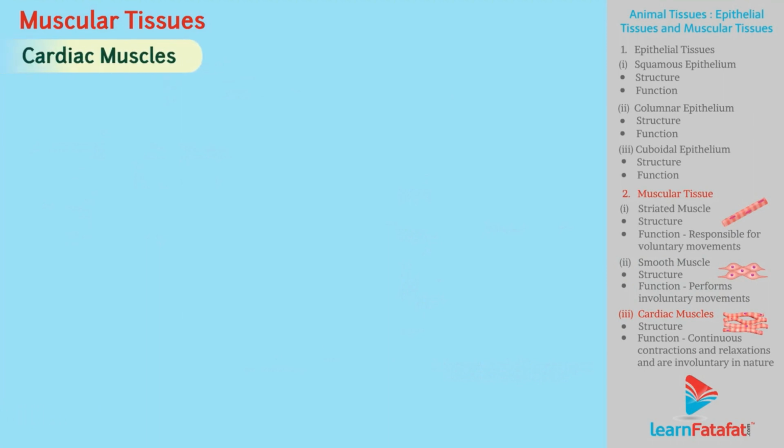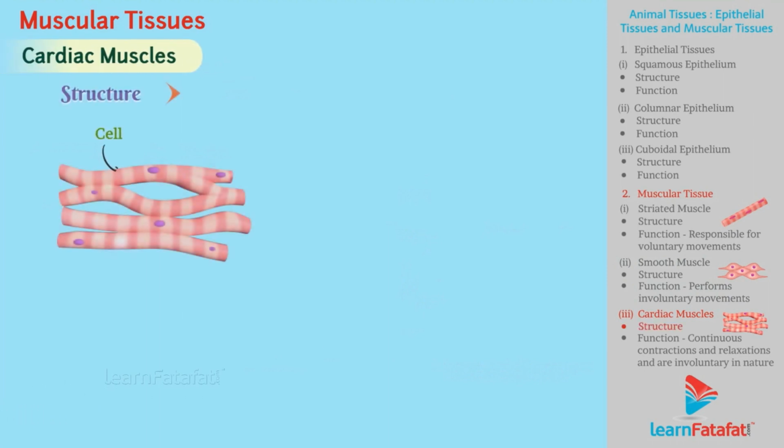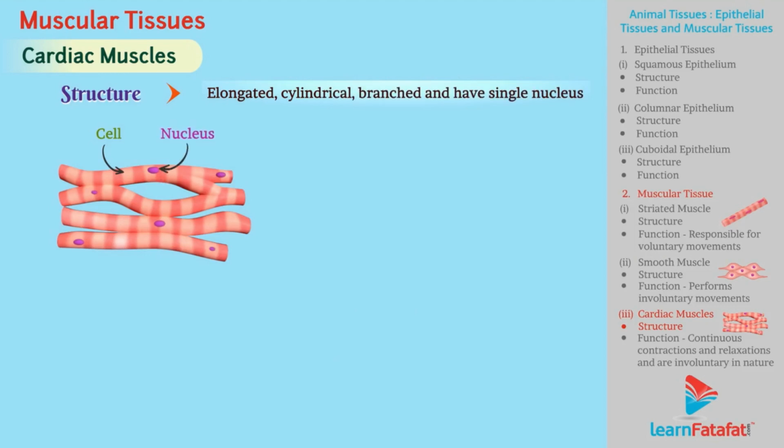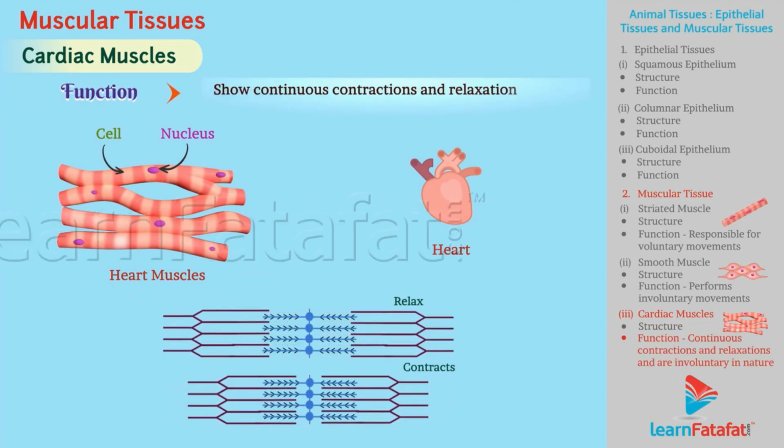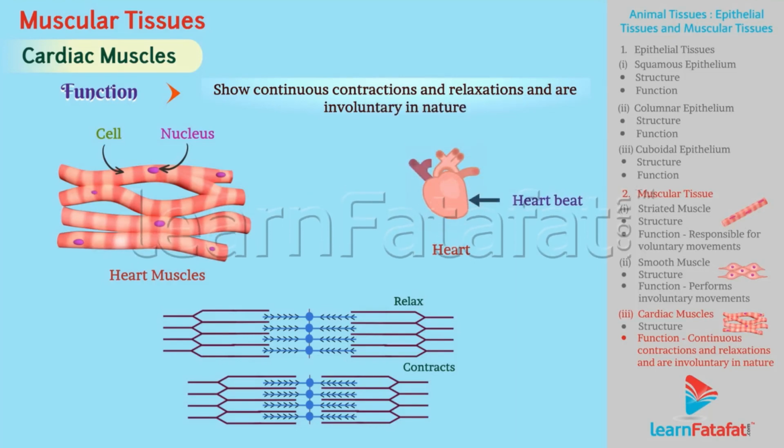Cardiac muscles. Cells in cardiac muscles are elongated, cylindrical, branched, and have a single nucleus. These muscles are present in heart, hence are also known as heart muscles. They show continuous contractions and relaxations and are involuntary in nature.